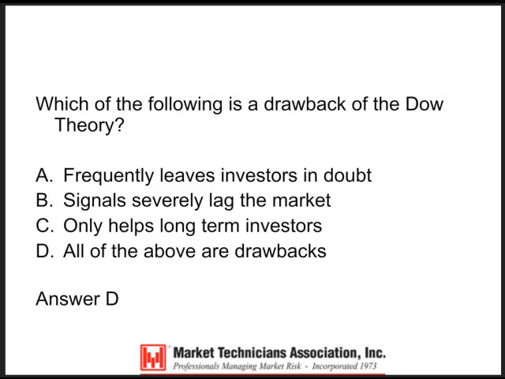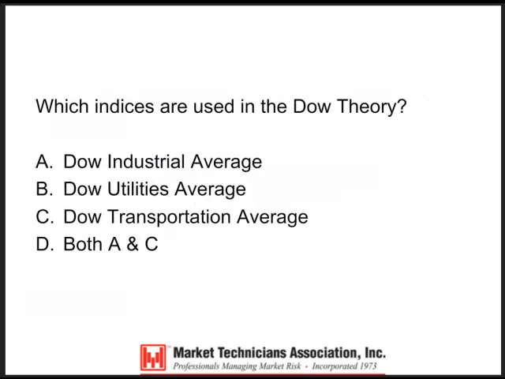And it tends to only really help long-term investors because the rules are so geared towards longer-term trading, and were actually written in another era, if you will. Short-term trading was not really as prevalent as it is today, so it really only helps long-term investors is one of the truths of being a drawback for Dow theory. So all of them is the correct answer.